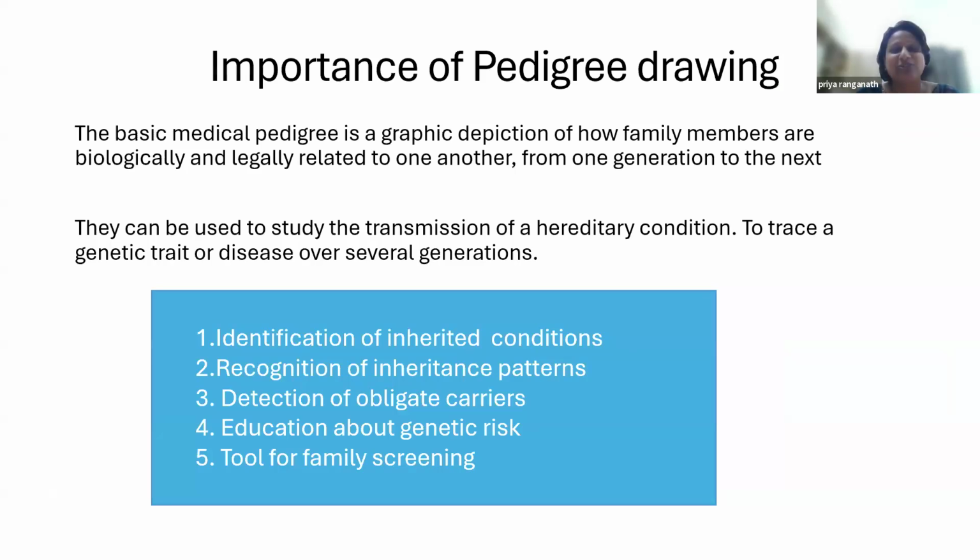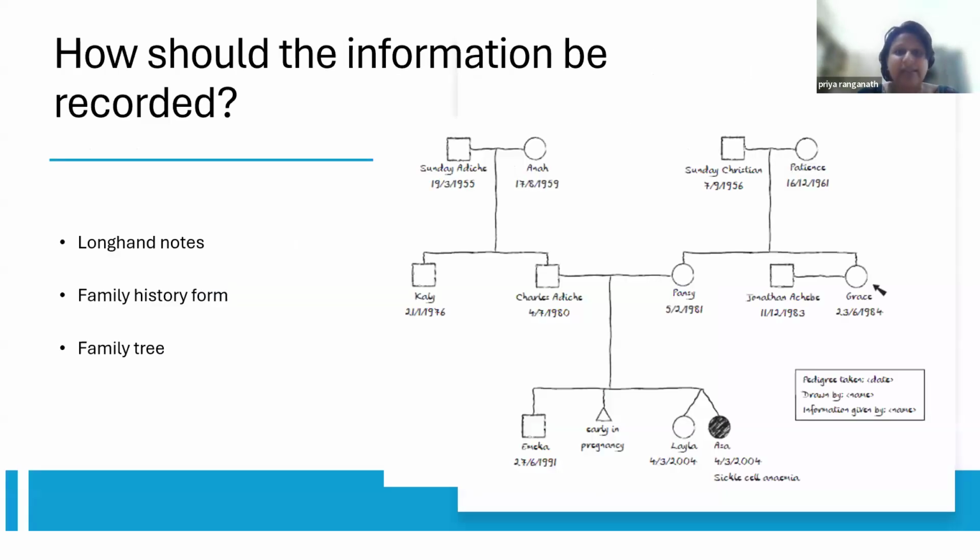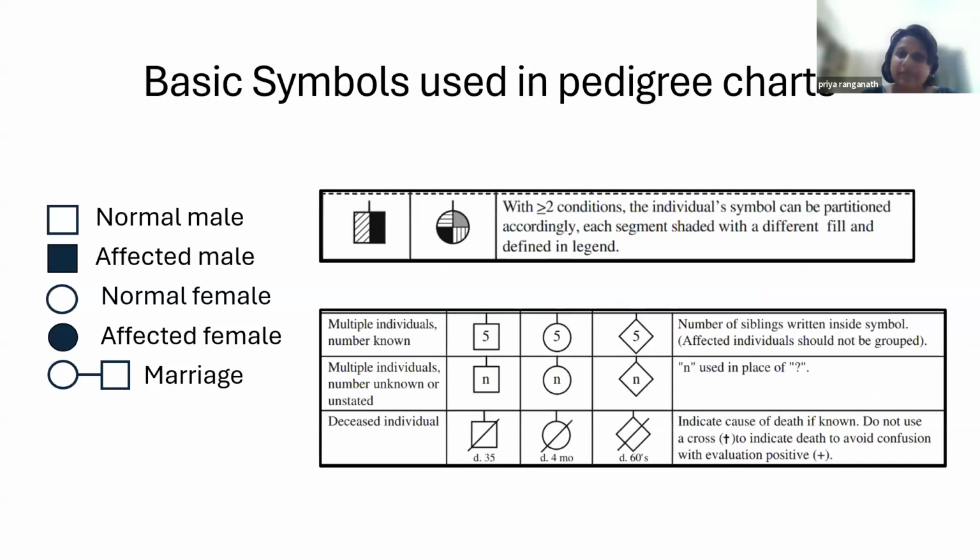The importance, as Dr. Shagun was telling us before this, is to understand or identify certain inherited disorders which would otherwise go unrecognized if we don't draw a pedigree in our regular practice, to recognize which pattern of inheritance they belong to, to detect carriers so we can cater testing for them, and to understand where the disease is coming from. It's also a wonderful tool for family screening. The pedigree should generally be recorded in longhand, family history form, and family tree. We do this as a medical practice of pedigree.